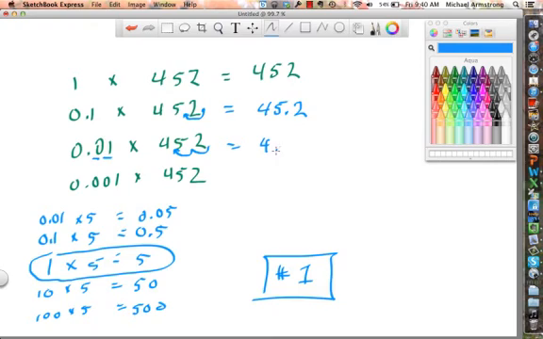Can't get it to write. There we go. And then this one is 0.452 because we have to move it 3 times. 1, 2, 3. Because there are 1, 2, 3, a thousandth. It's a thousandth, so it's way smaller.